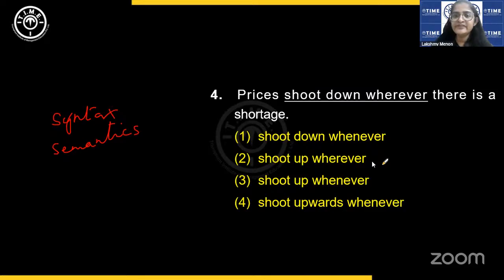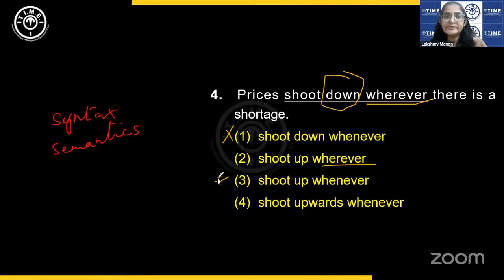So that is syntax and semantics. Prices shoot down whenever there is a shortage. Wherever is a syntactic error, it should be whenever, as you said, but there is also a semantic error. It is not shoot down, it is shoot up. Hence, the answer is option 3. Shoot down is wrong. Wherever is not about a place, it is about the time of shortage. Shoot downwards would be a physical movement. This is not a physical movement you're talking about. Hence, shoot up is the answer.